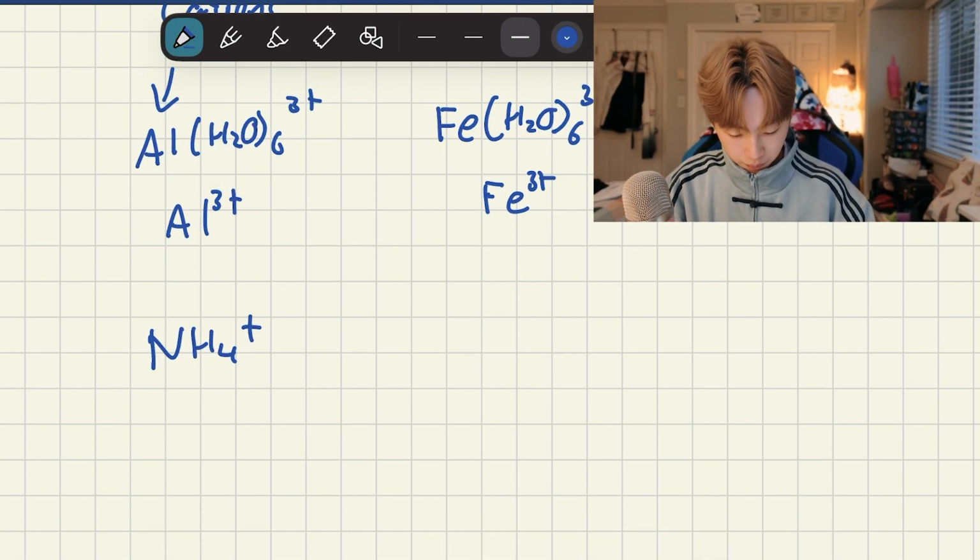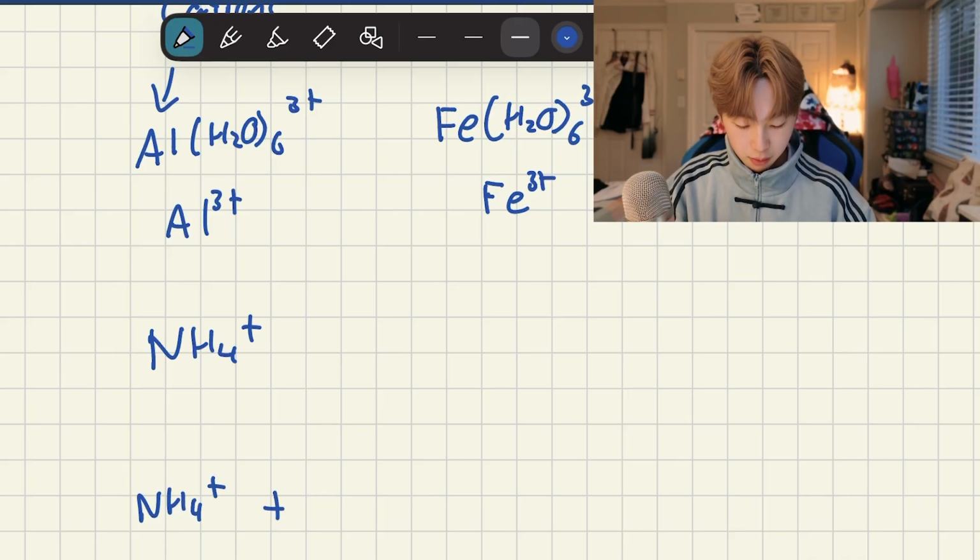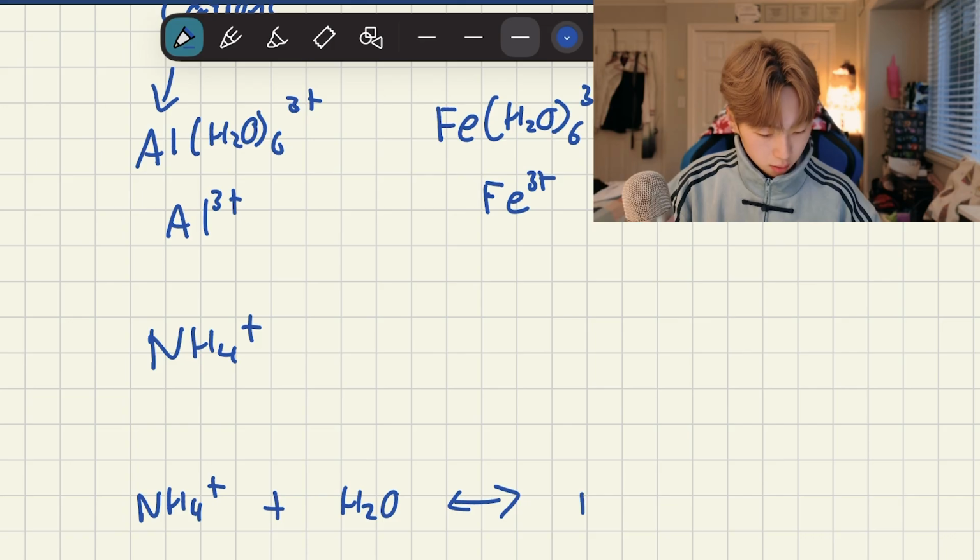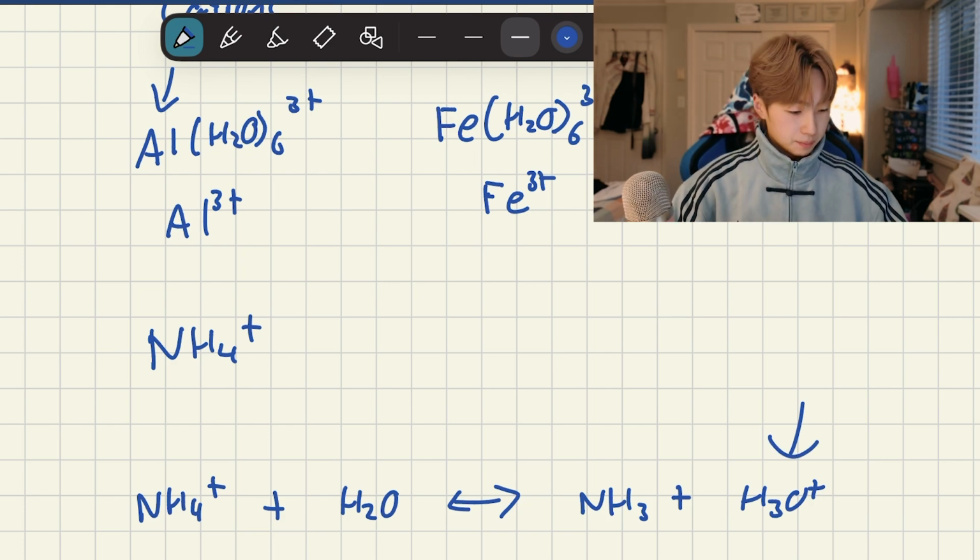For example, let's say we had an ammonium ion. It's going to react with water, and that's going to form our ammonia and hydronium. And that's why it's going to be acidic.